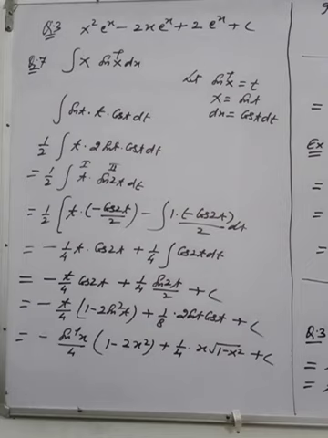So t is sin inverse x, sin t is x, cos t is root of 1 minus x square, putting in the values. In this way you can integrate. Okay.